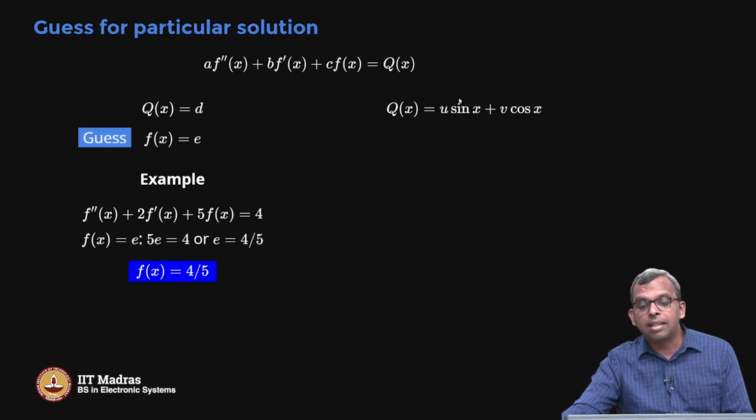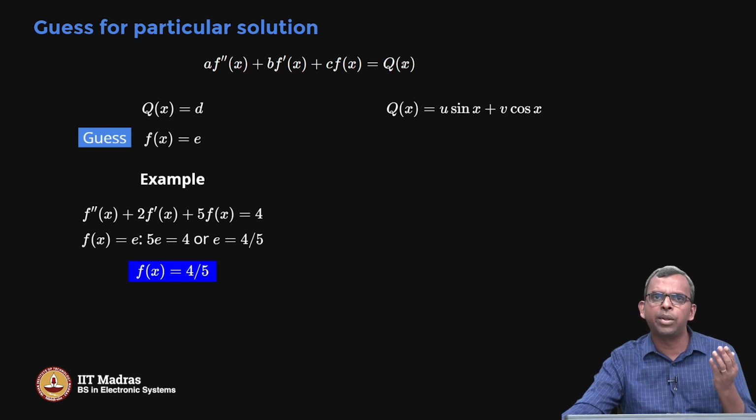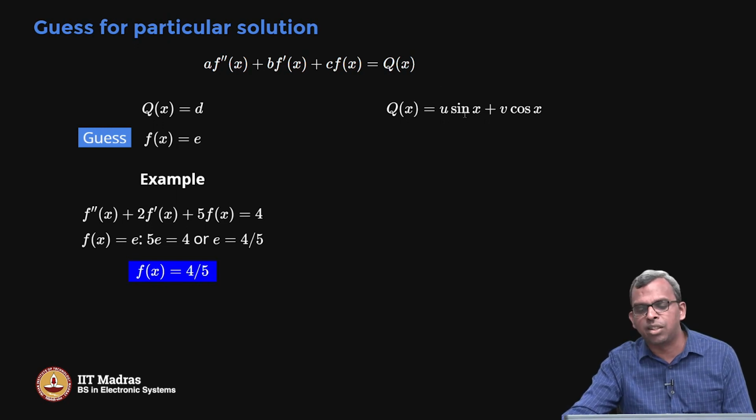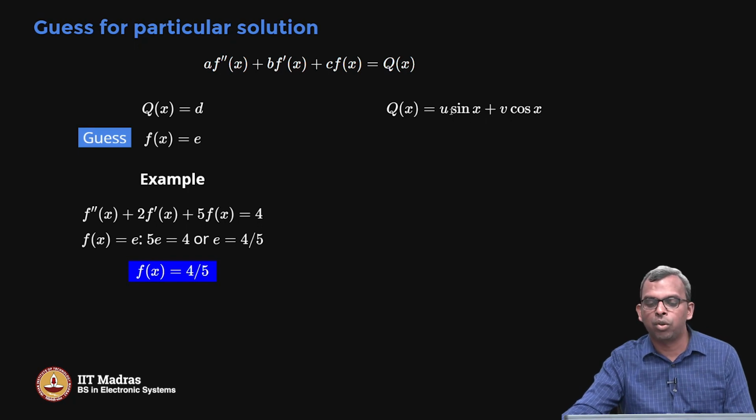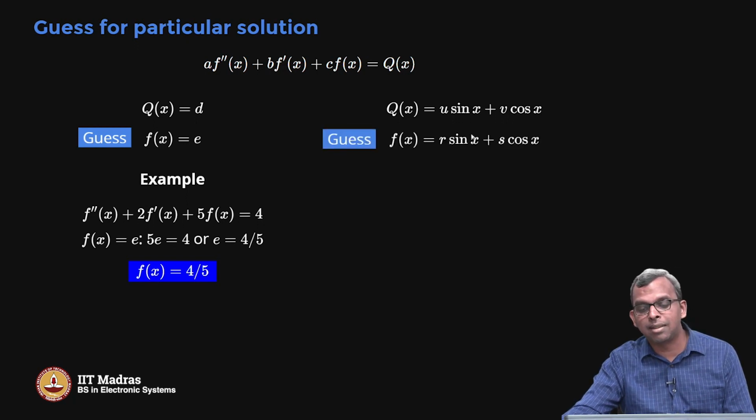So supposing q of x is a sinusoid. You remember we were thinking of a sinusoid as a possibility for q of x. So how do you find a particular solution with a sinusoid? In the circuit example, we are also interested in sinusoid functions. I'll consider a more general sinusoid, not just sin x, I'll consider sin x plus cos x. You may also have something multiplying x here, but that's a small variation we can deal with quite easily. So q of x is u sin x plus v cos x. Here my guess will again be f of x equals r sin x plus s cos x, where r and s are constants.